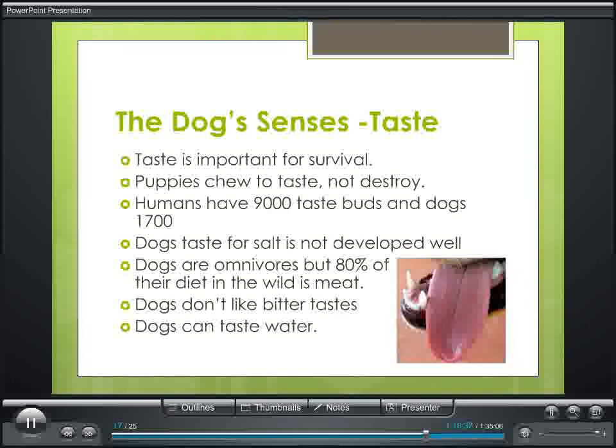Now it's interesting, dogs can taste water. I find that kind of interesting, that they have a taste developed to taste different types of water. Again, this is back to survival in the wild, what is healthy for a dog and what is dangerous for a dog.